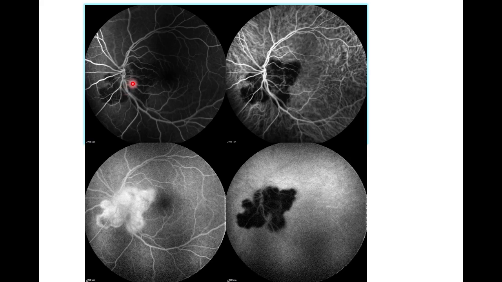Hypofluorescence in the early phase of fluorescein angiogram followed by hyperfluorescence in the late phase of fluorescein angiogram. But in the corresponding ICGA, hypofluorescence. Some people use the word hypo- or hypercyanescence, but fluorescence is the word commonly used even for indocyanine angiogram. So hypo, hyper, hypo, hypo. This is typical of choroiditis.